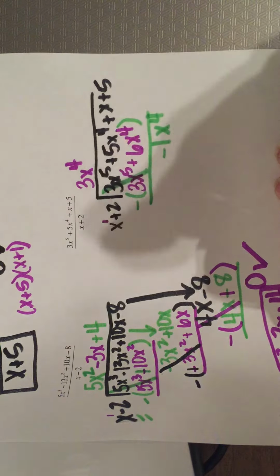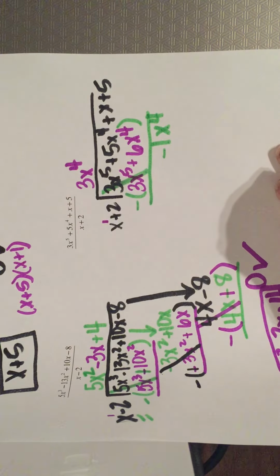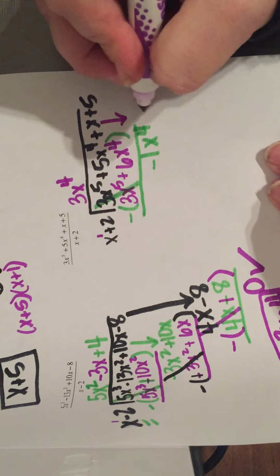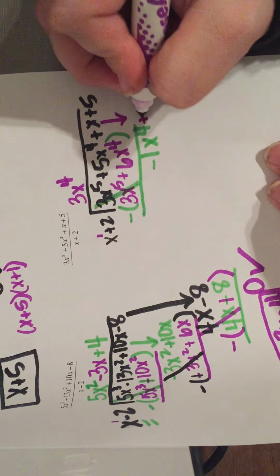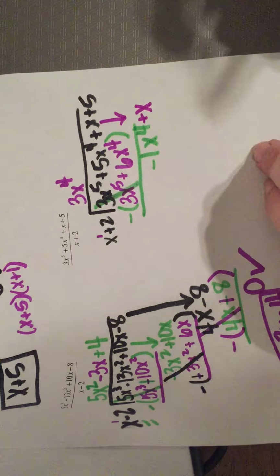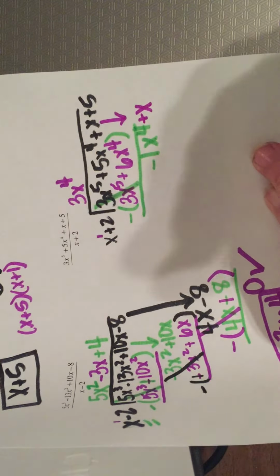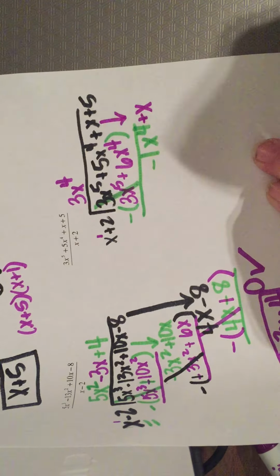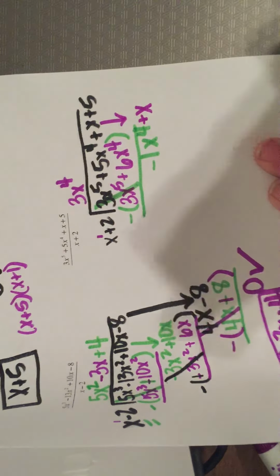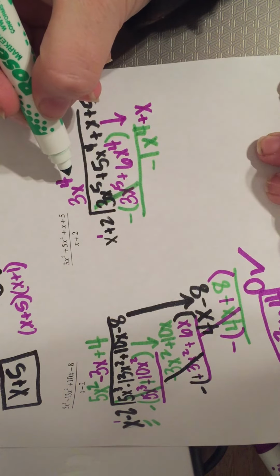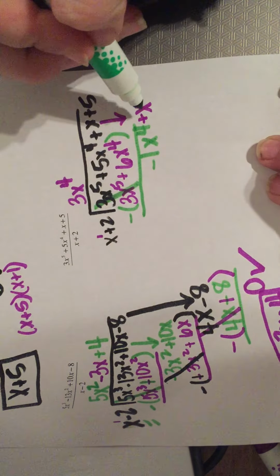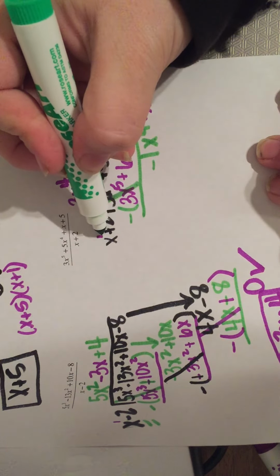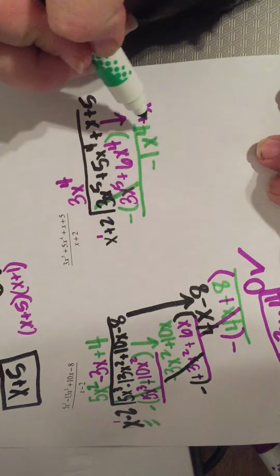Okay, now I got to get me another term. So what am I going to do? Bring him on down. Alrighty. So now 3x to the 4th. Okay. Now I'm trying to find x to the 1. How am I going to make that turn in to this?